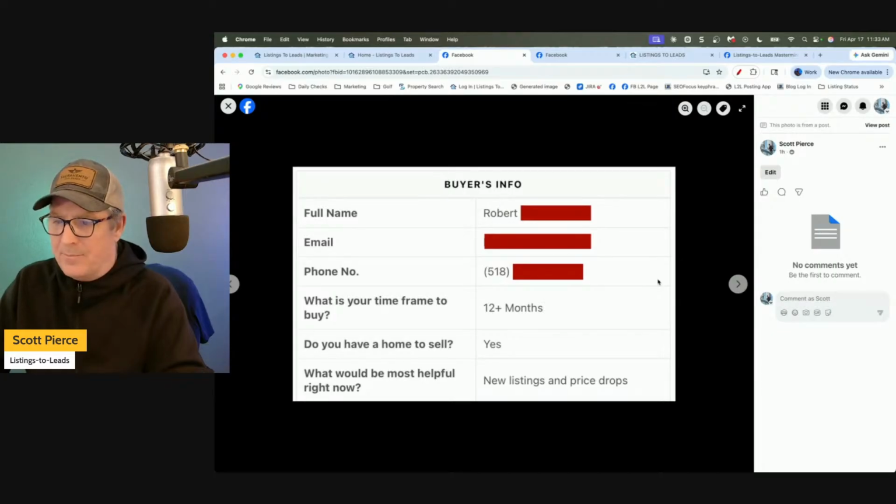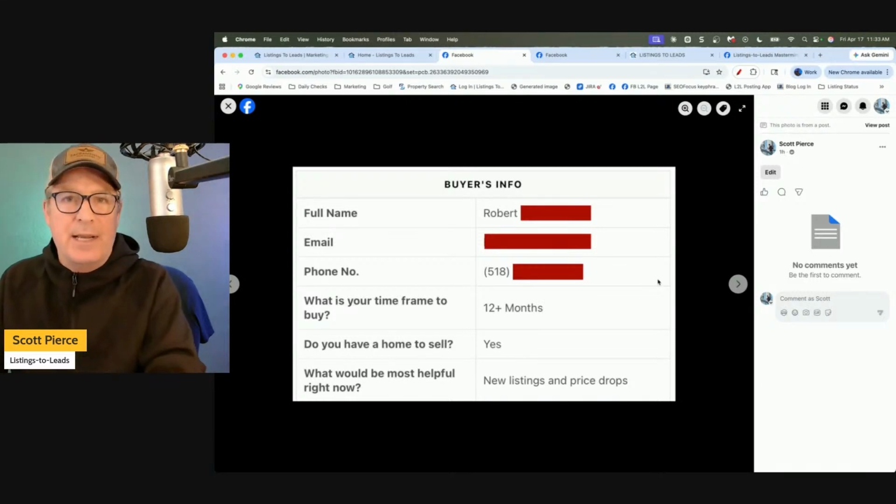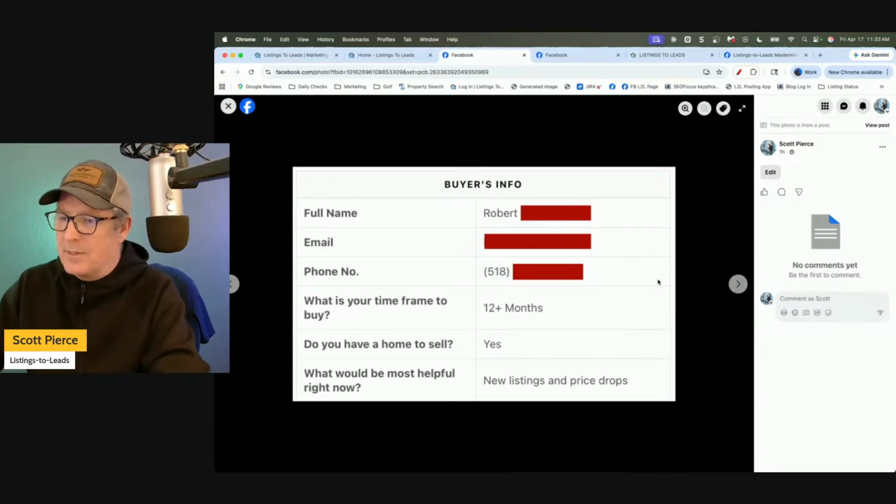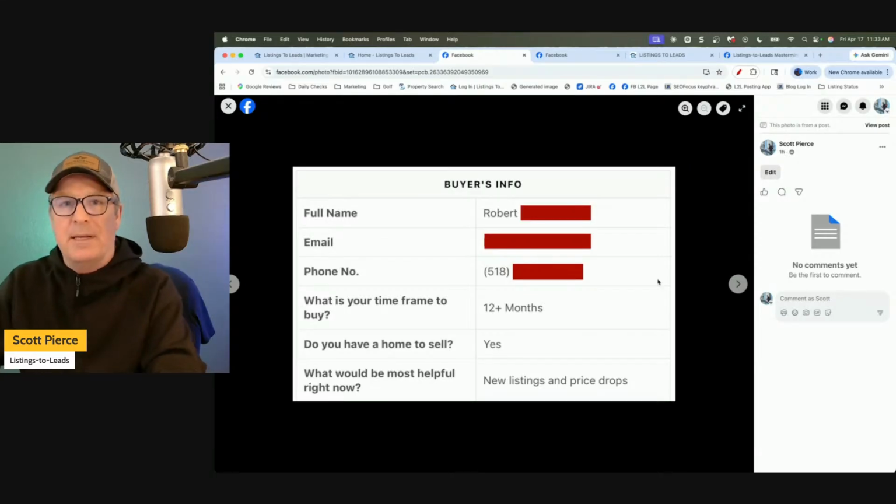Robert, 12 plus months time frame. Do you have a home to sell yet? And all of these leads are in the last few days. Robert, time frame to buy 12 plus months, has a home to sell. You know what I'm thinking? I wonder if that might be a downsizer.